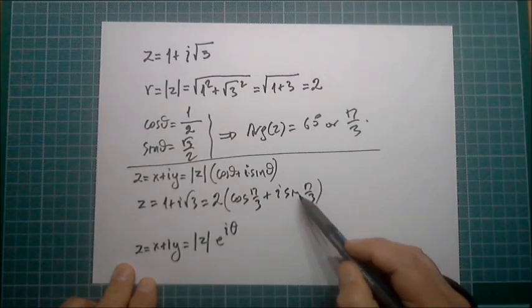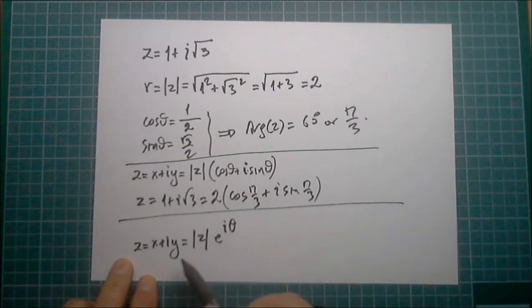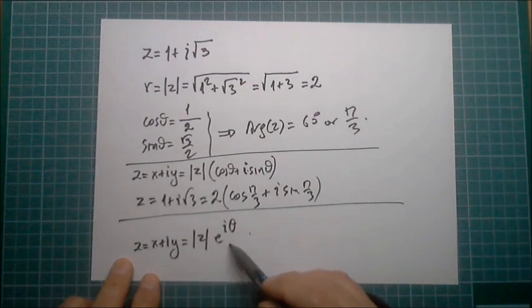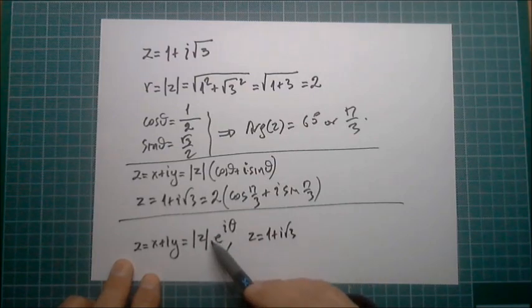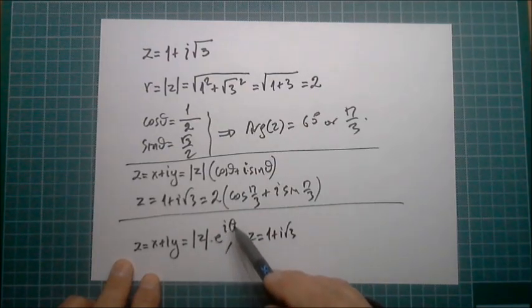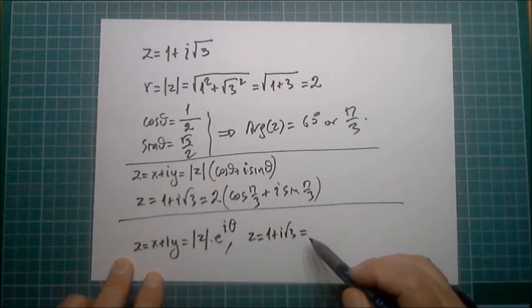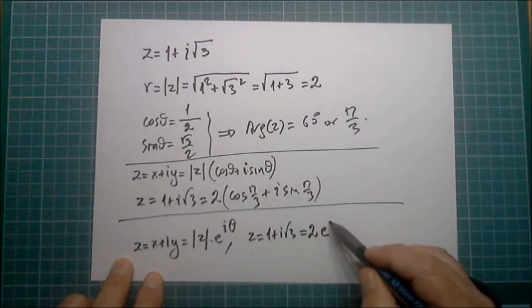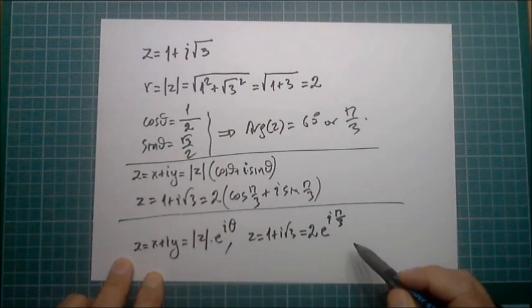We can also write this complex number in exponential form. The exponential form is as follows: z equals x plus iy, which is absolute value of z times e, the number e, to the power of i times theta. So let's do it on our example. z equals 1 plus i square root of 3 is 2, which is the modulus, multiplied by e to the power i times pi by 3.